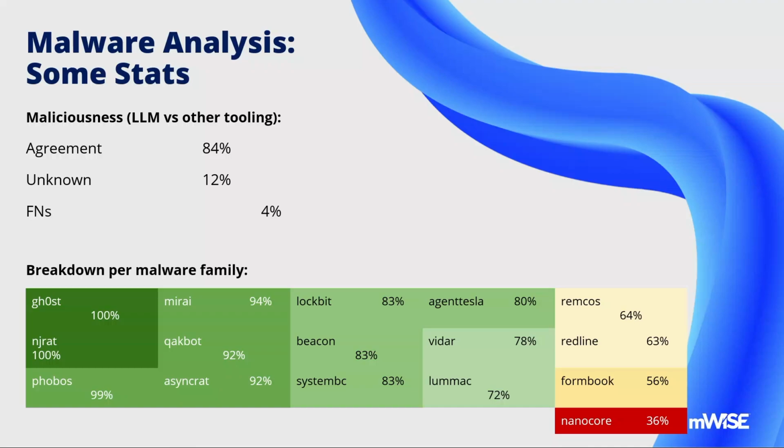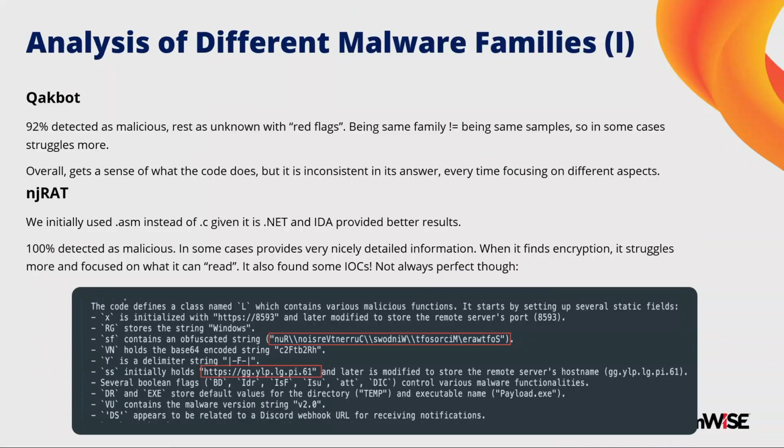All right, so let's see some interesting stuff from all these samples. And here is a collection of things that I found interesting. And once again, the idea is to share with you guys what we learned in this process. So for instance, for Quackbot, it had this 92 detection, which is quite good. And the rest, it was unknown.